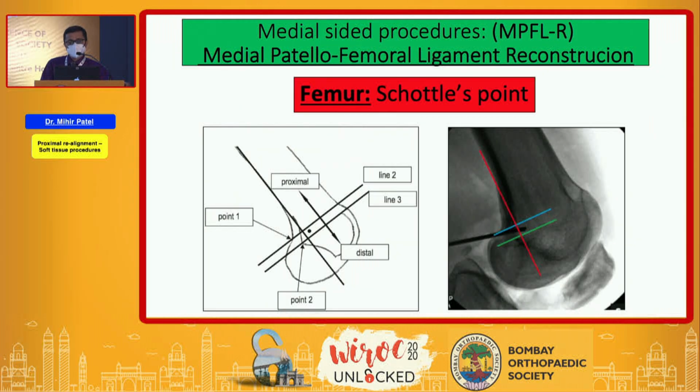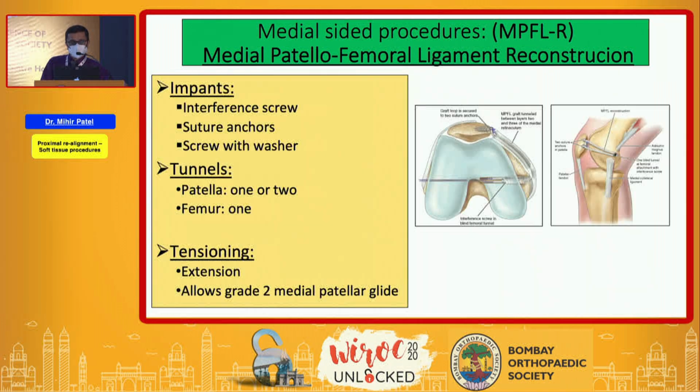So what we use is the Schöttle point. A line along the posterior femoral cortex is extended distally. Where the medial femoral condyle intersects this line is line 2, and the posterior aspect of the Blumensaat line is line 3. So the femoral point of the MPFL is anterior to the posterior cortex of the femur and in between line 2 and 3. And this can be very easily done intraoperatively using a radiograph in a true lateral position. This is also shown to be the most accurate positioning of the femoral insertion of the medial patellofemoral ligament.